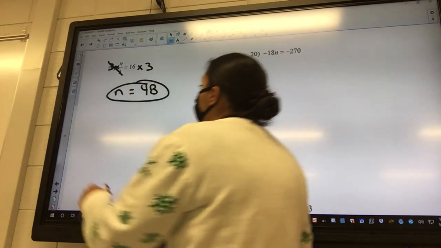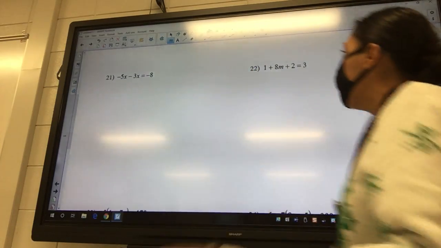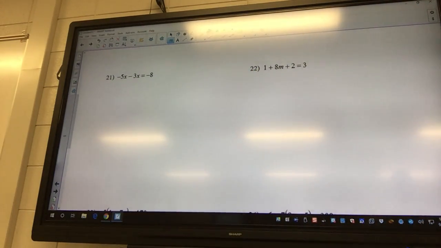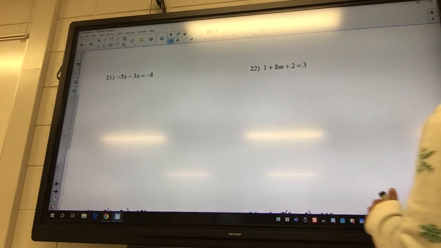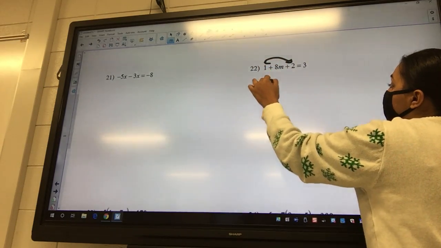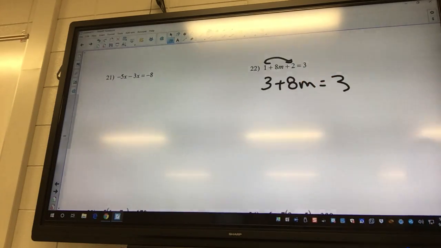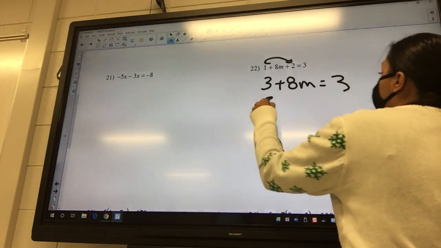Okay, you want me to do 21 or 22? 22. What's going to be our first step? Combine like terms. Okay, so what can we combine? The 1 and 2 to give me 3 plus 8m equals 3. Okay, what's going to be our next step? Subtract 3.